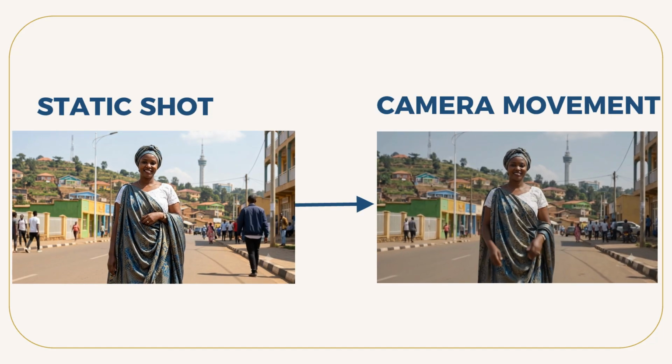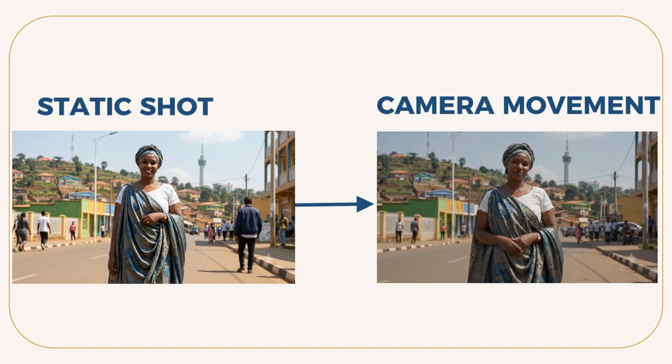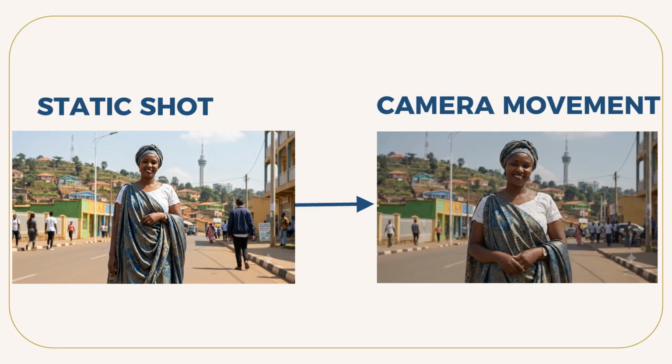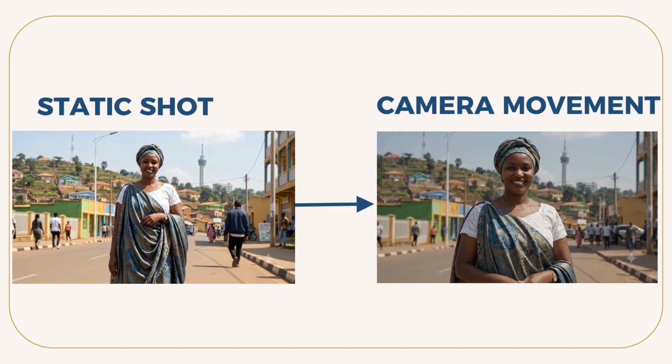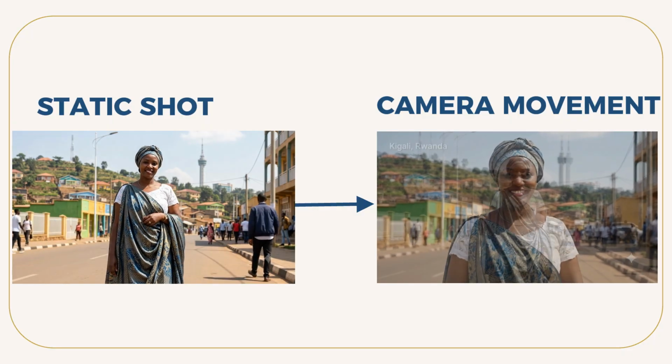Look at those 2 clips. Same subject, same location, same style. The only difference is that the second one has camera movement in the prompt. Camera movement is not a detail. It is a decision. It tells the viewer where to look, what to feel, and how to read the scene.